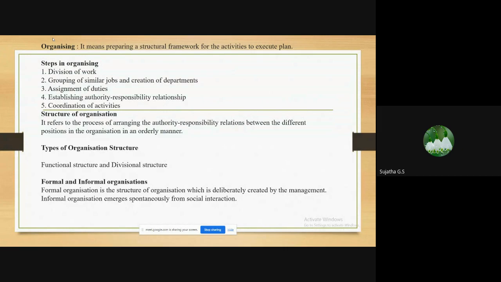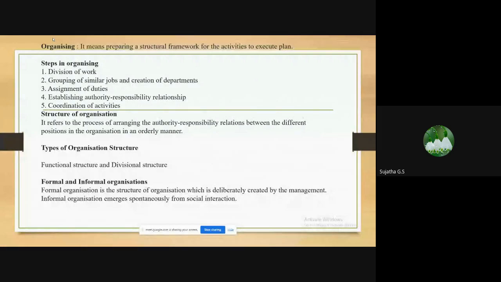Then establishing authority responsibility relationship. The assignment of authority results in creation of superior subordinate relationship, and the question of who reports to whom is clarified. It is important to clearly define the authority responsibility relationship for the smooth functioning of the organization.